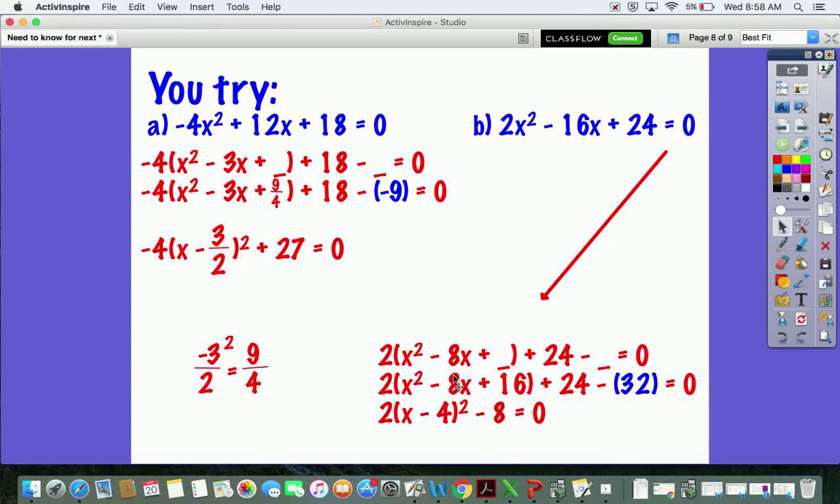Similarly, down here, when you take half of b and square it, half of 8 is a -4. When you square it, you get a 16. But you're not going to subtract 16. You're going to subtract the product between 2 and 16, which is 32. That's how you get that answer down there.